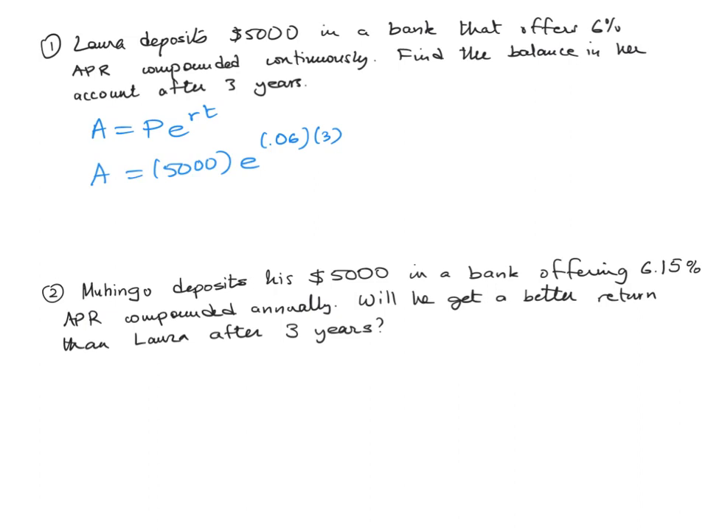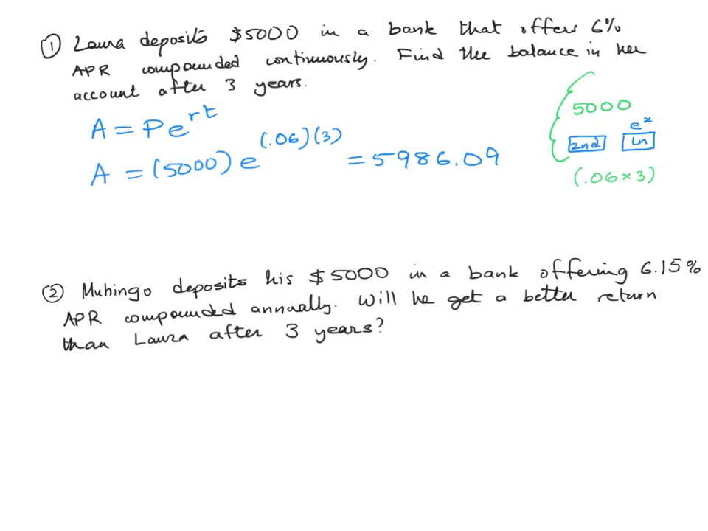And now I plug this in my calculator. And because it's money, I'm going to round to the nearest penny, or the nearest hundredth of a dollar. So we get $5,986.09.